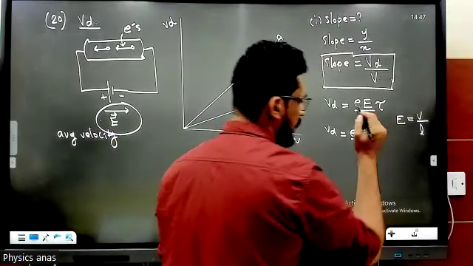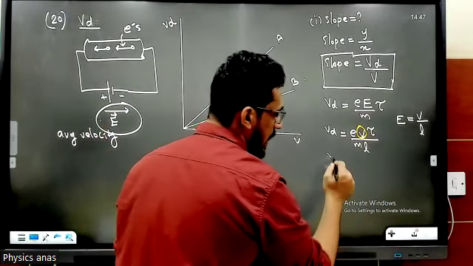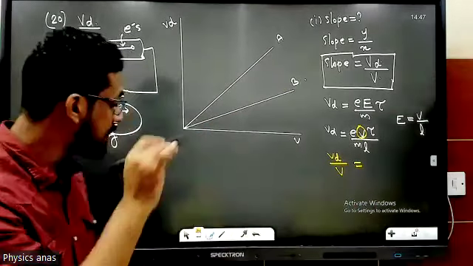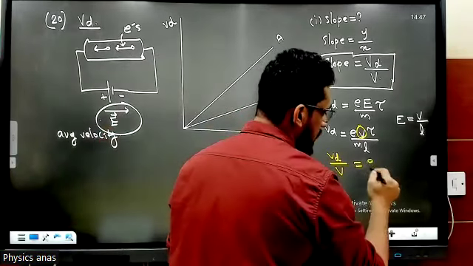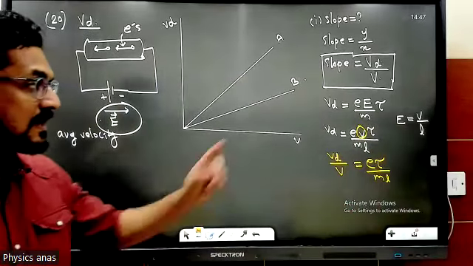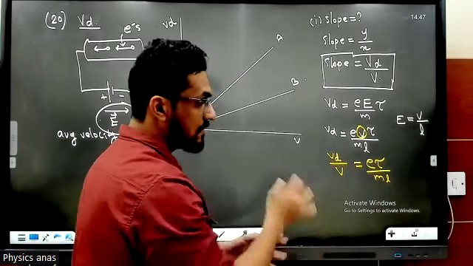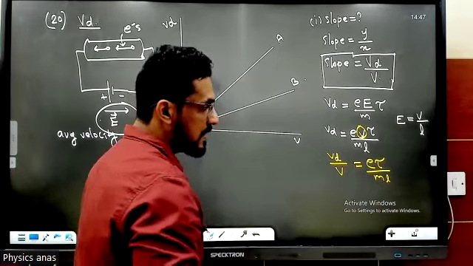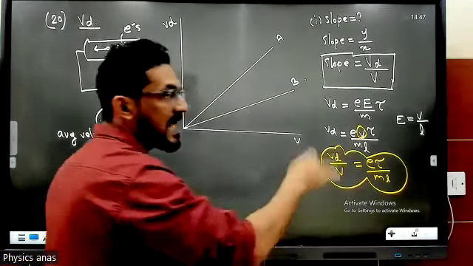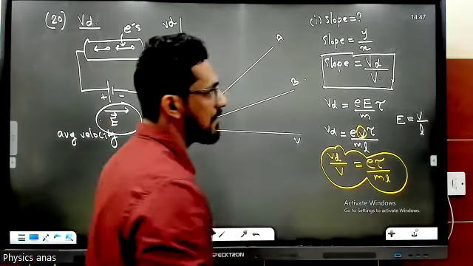V is voltage. If you bring the voltage to the other side of the equation, you will get Vd divided by V. What is that? Vd divided by V is eτ by mL. So this Vd by V is now the slope. So slope is equal to eτ by mL. Slope now is equal to eτ by mL.